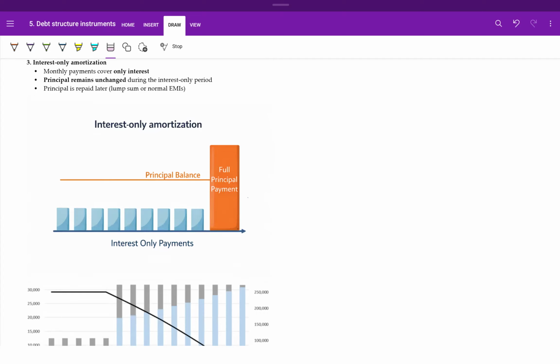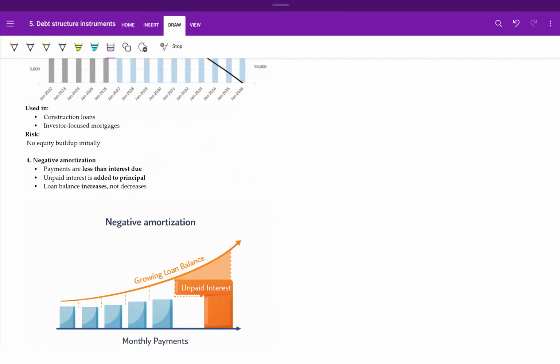It is used in construction loans, real estate again, and investor-focused mortgages. So there is no equity building initially, and the borrower owes the same principal amount even after making payments for years. So that's one risk. The borrower might default.